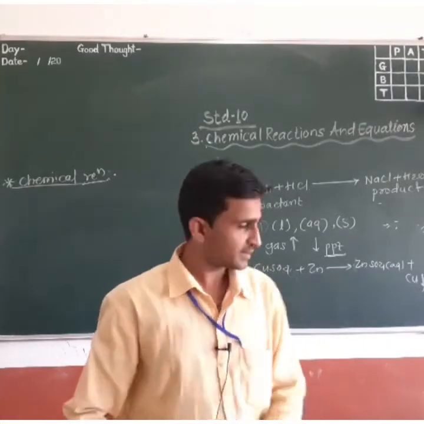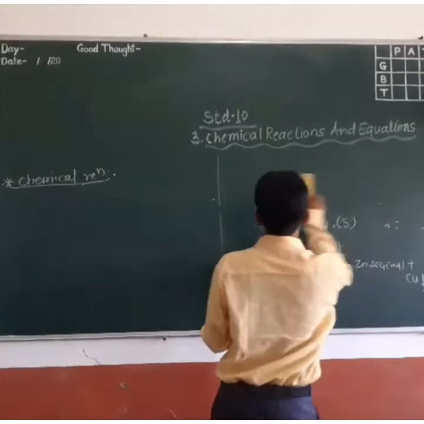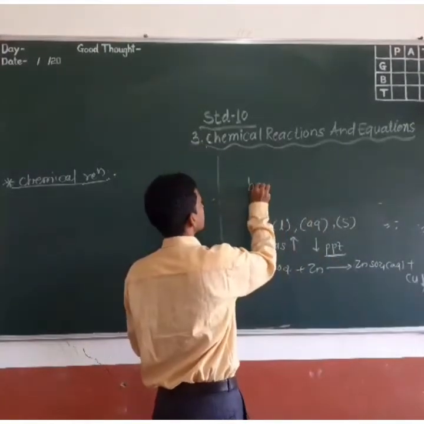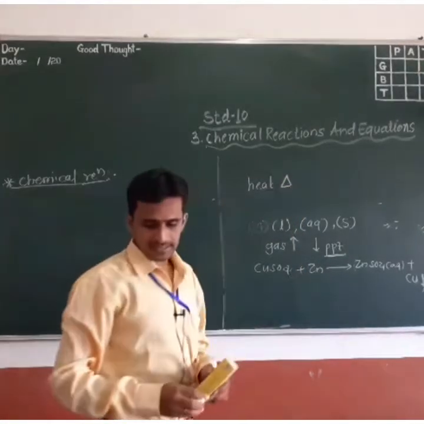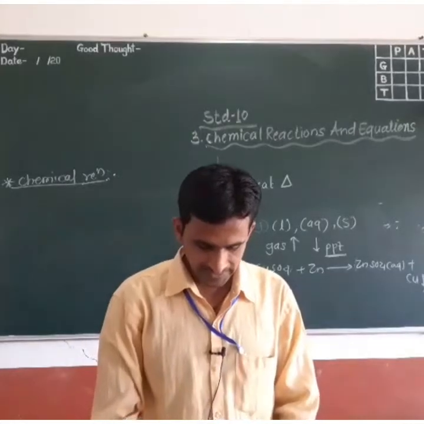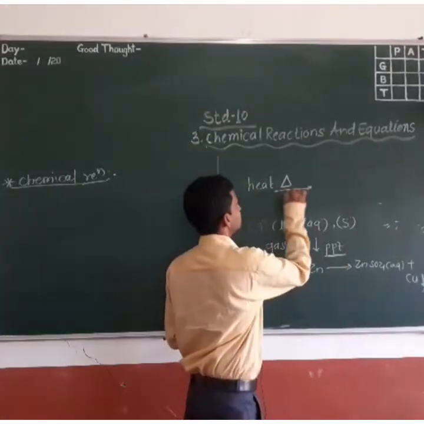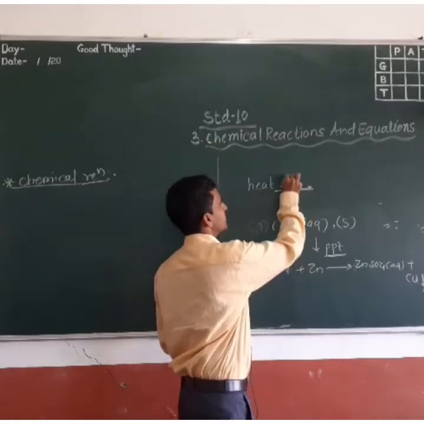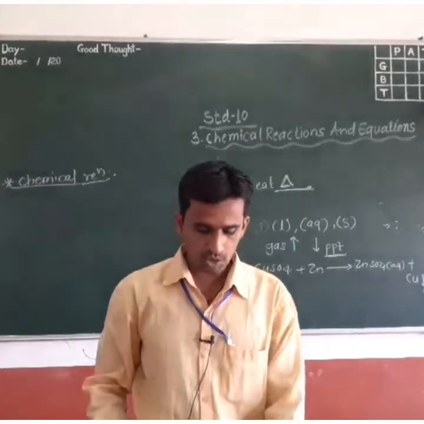When heat is to be given from the outside to bring about the reaction, it is indicated by a heat sign. The heat sign is written on the arrow mark, indicating the direction of the reaction.